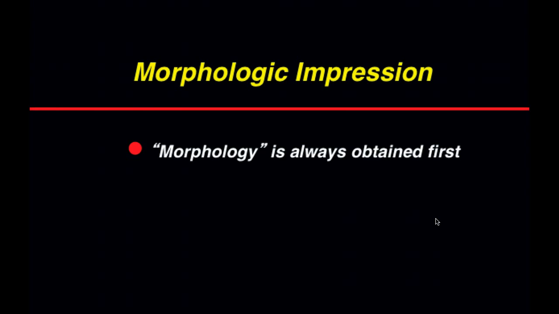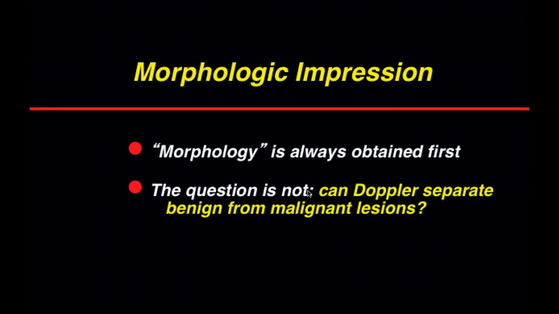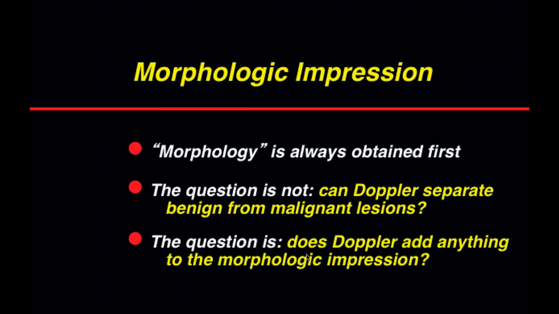By the time you see the first resistive index, you have already formed a morphologic opinion about the mass. You've already given a lot of thought, and you already have an opinion. So the question is not, can Doppler separate benign from malignant lesions? The question is, does Doppler add anything to the morphologic impression that I've already formed?